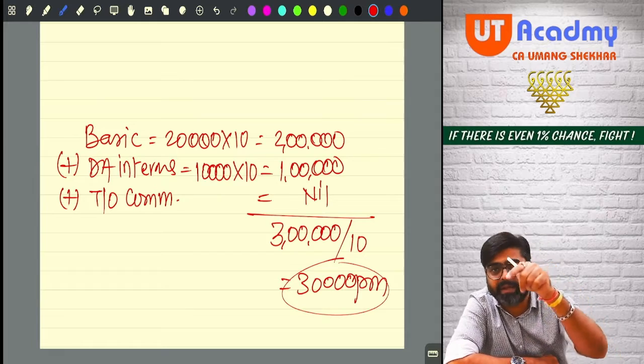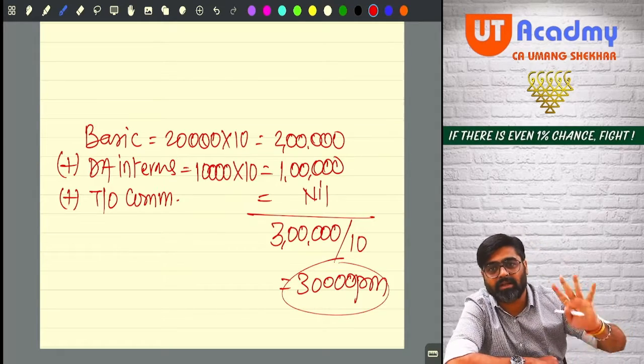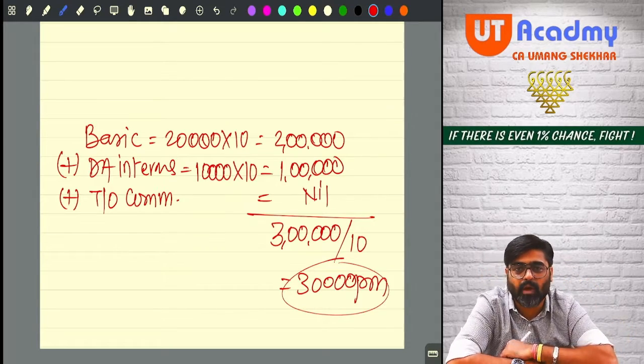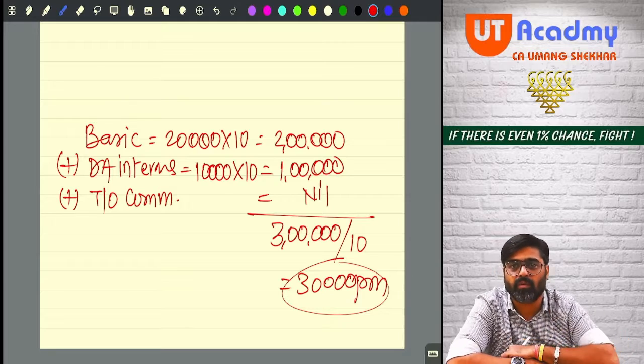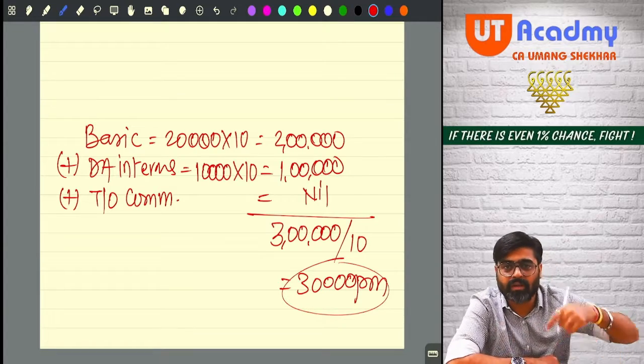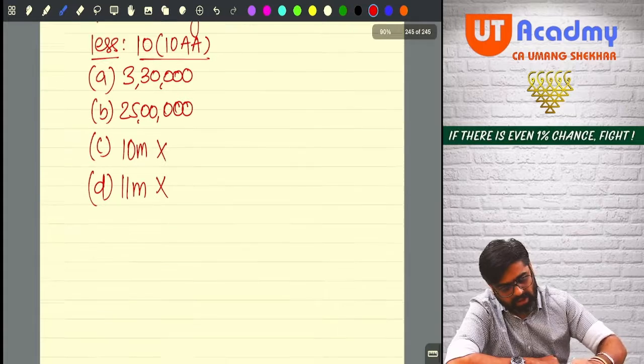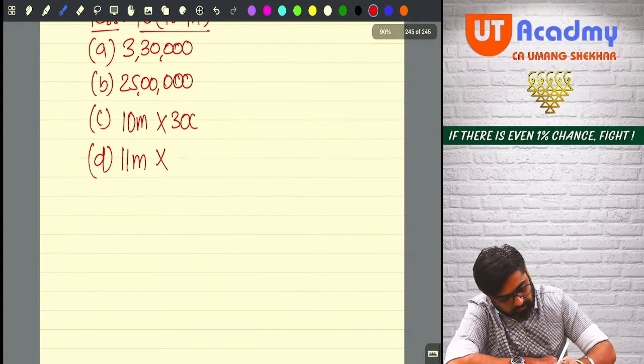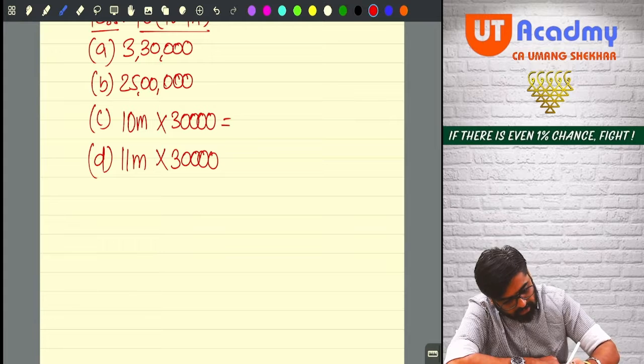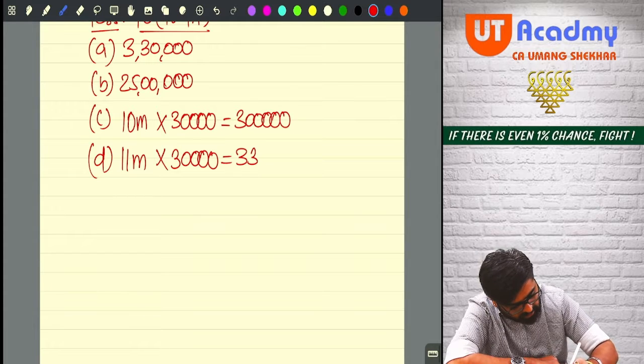So I have taken that DA also. So accordingly, my average salary is 30,000. Now pay attention. Do you have this average salary? Average salary I will put here, 30,000, and average salary I will put here also. So this will be 3 lakhs, and this will be 3,30,000.